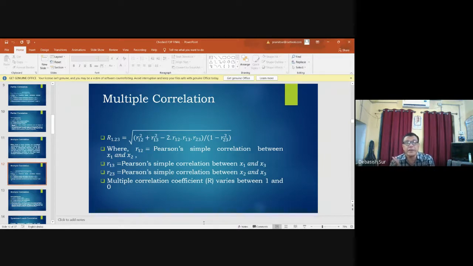Here we have not mentioned whether it is positive or negative, because all multiple correlation coefficient values are positive. The multiple correlation coefficient cannot be negative. So we have to determine only the degree, only the extent of relationship.